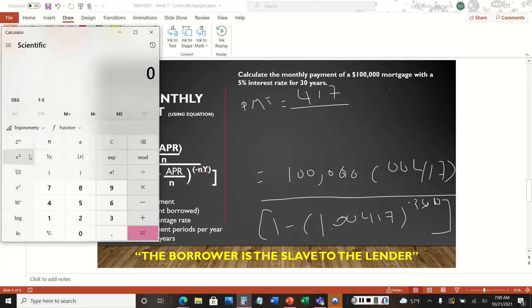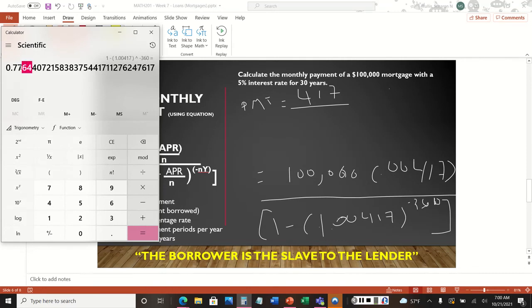So I'm going to change it to scientific. And I'm going to do 1 minus, in parentheses, 1.00417 in parentheses. And then I'm going to do an exponent, which is this. And I'm going to do 360, and that's a negative, and that's equal to 0.7764. We'll just take 4 numbers because this is a very long number.